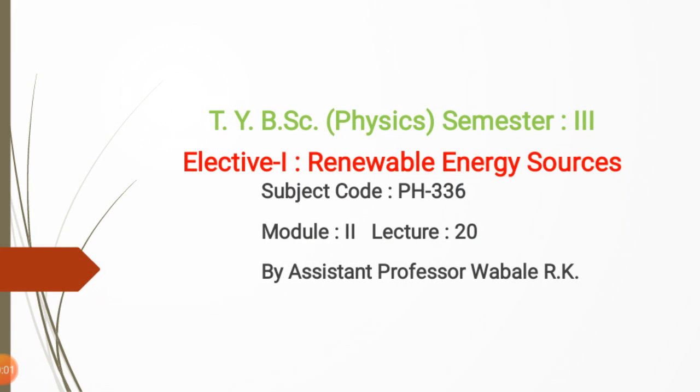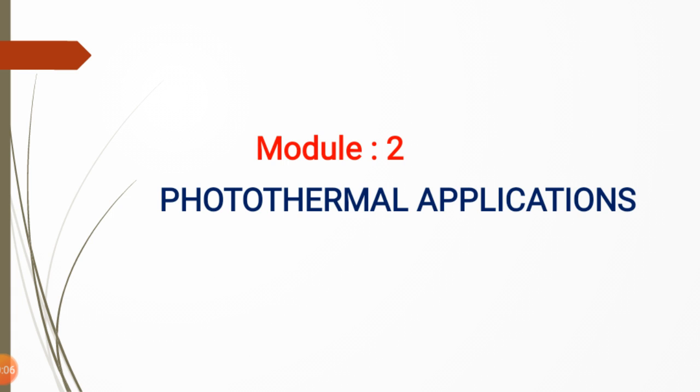Hello student, we are studying our second chapter, photothermal applications, and in that we have covered different photothermal applications such as solar distillation, solar cooker, which is the box type solar cooker. Also we have studied the solar dryer. So these are all the different photothermal applications which we have covered.